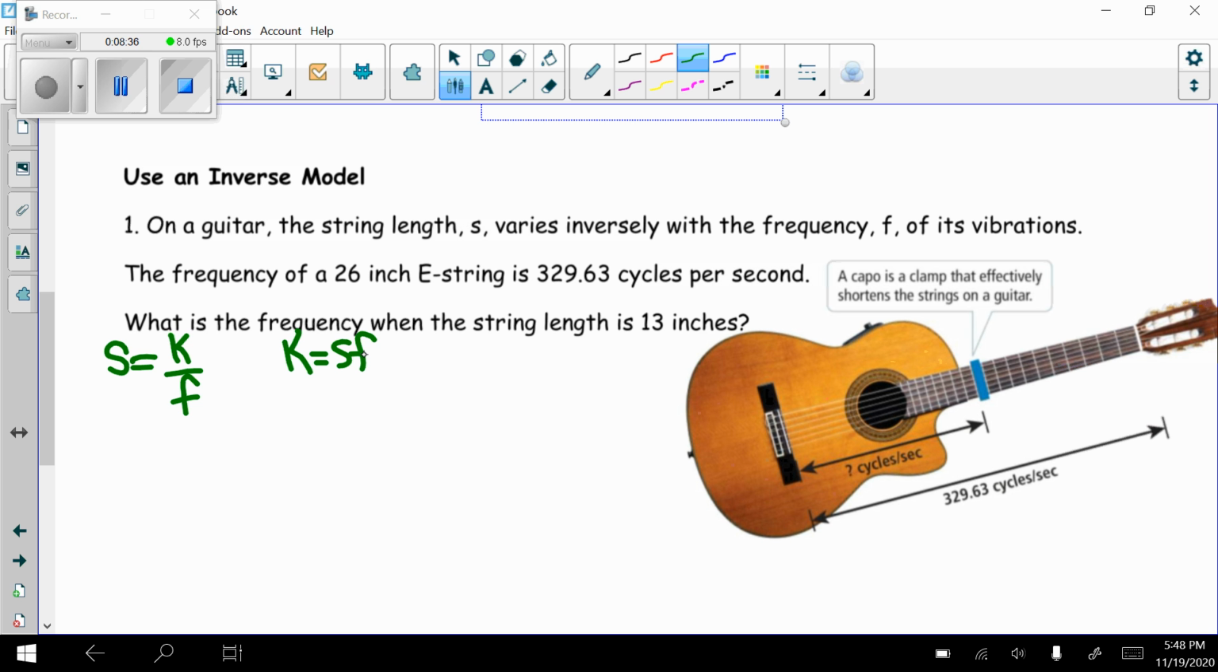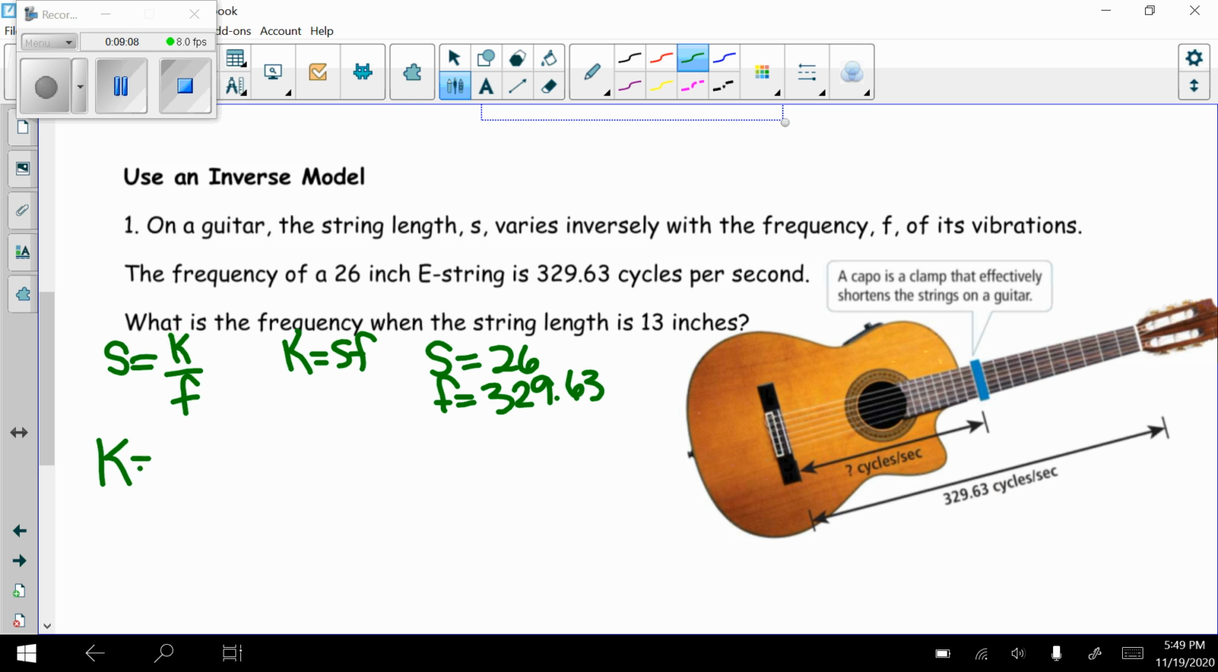The frequency of a 26-inch E string is 329.63 cycles per second. So they're telling me the string length. So here they tell me S is 26 inches and F is 329.63 cycles per second. It wants to know what is the frequency when the string length is 13 inches. So first, I need to find my equation. So I need to find out what K is. So plug in my S and F.